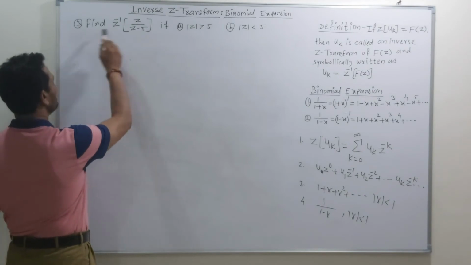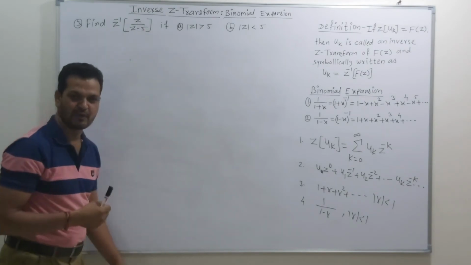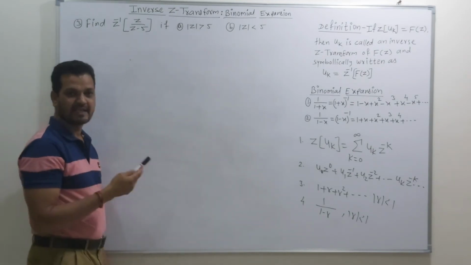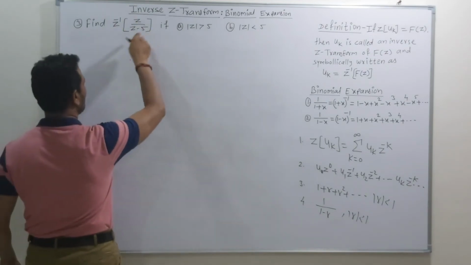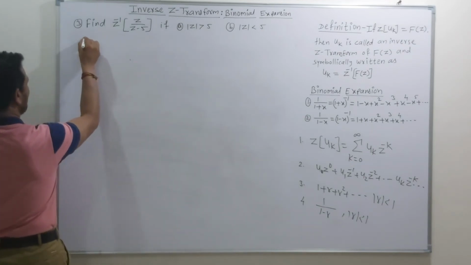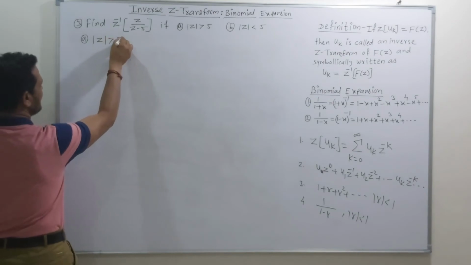So third example is find inverse z transformation of z upon z minus 5 if first condition is that mod of z greater than 5 and second condition is that mod of z less than 5. So we will find the inverse z transformation according to the first condition. So we solve the example with the first condition, that mod of z greater than 5.